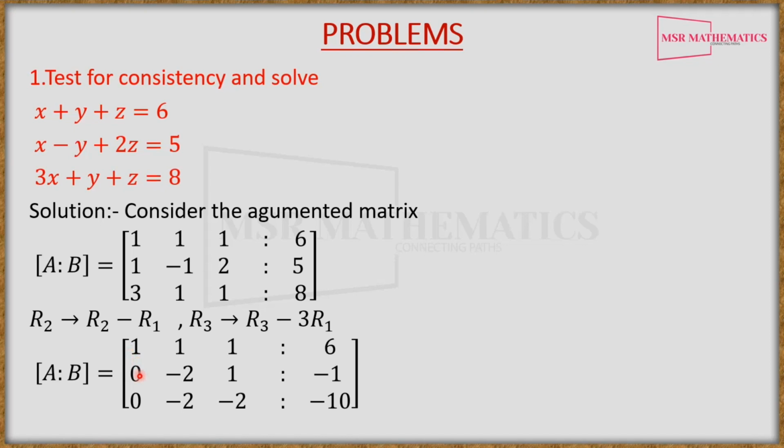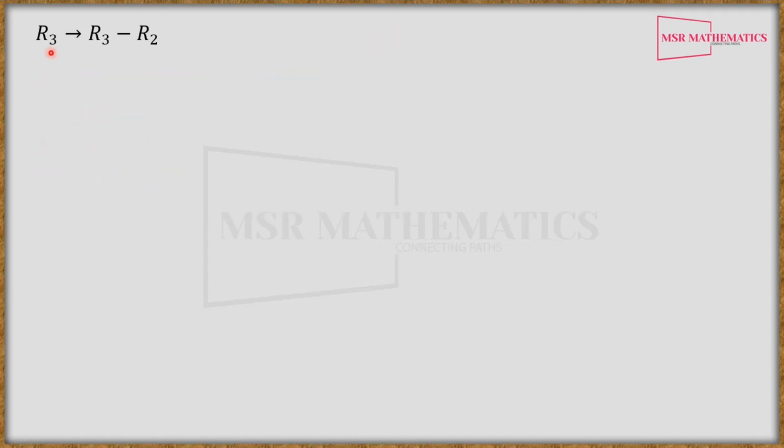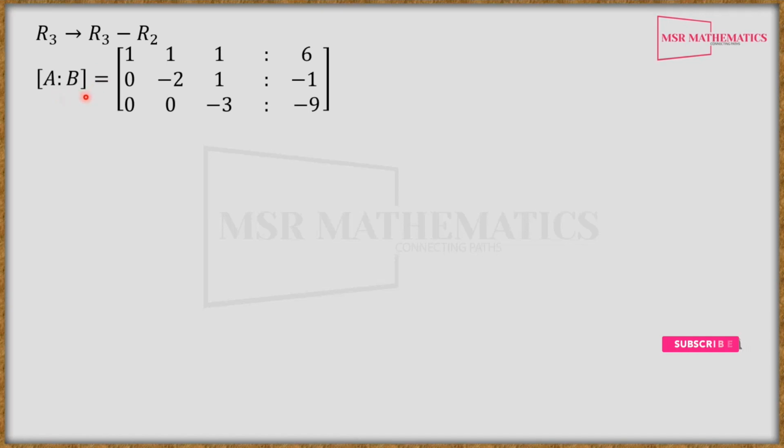So below this leading entry all the values are 0. Next condition: for the second row we can obtain this value as 1 easily. Next, this value also we have to make 0, that is, below this leading entry all the values must be 0. For that, we apply the elementary row operation R3 implies R3 minus R2. So we obtain the matrix A | B: first row is the same, second row is the same, third row changes to 0, 0, minus 3 | minus 9, because R3 changes to R3 minus R2. So we obtain an echelon form of the matrix like this.